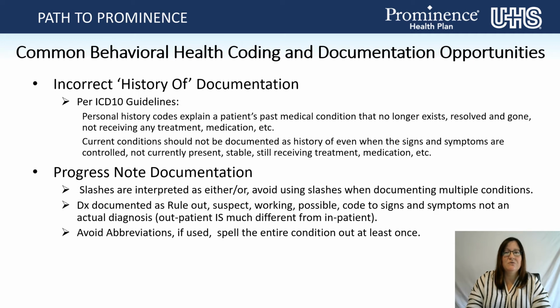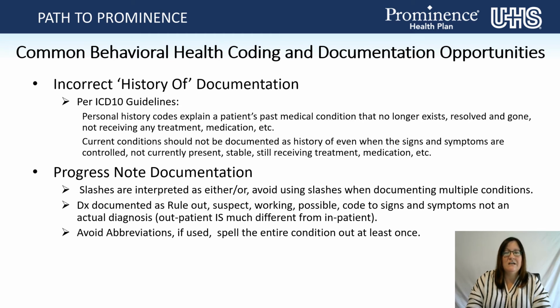Specific to the term "history of" in your documentation, per the ICD-10 guidelines, a personal history code explains a patient's past medical condition that no longer exists, is resolved and gone. The patient is no longer receiving any treatment or medication for the diagnosis. Current conditions should not be documented as "history of," even when the signs and symptoms are controlled, not currently present, stable, and still receiving treatment or medications. You'll want to code that diagnosis as depression in remission.